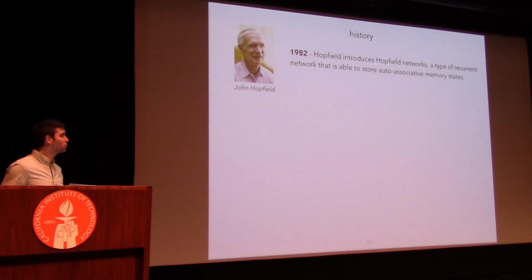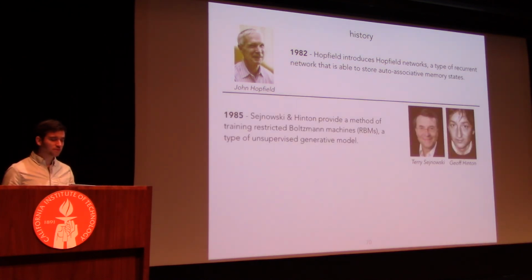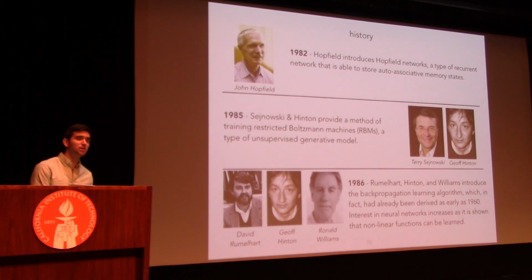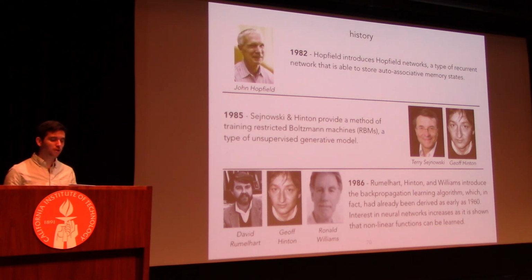Then in 1982, things started to pick up, and John Hopfield here at Caltech introduced the Hopfield network, which has a set of auto-associative memory states. This was a pretty exciting thing at the time. In 1985, Hinton and Sejnowski introduced a method for training restricted Boltzmann machines, which is an unsupervised learning algorithm for generating data. And then in 1986, the backpropagation algorithm was introduced, although it's interesting to note that the algorithm was actually introduced as early as the 1960s, but people just didn't really catch on at that point. So in 1986, people showed this, and it was quite an interesting time.